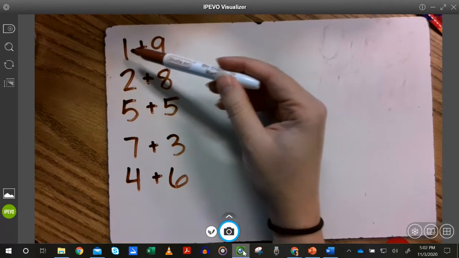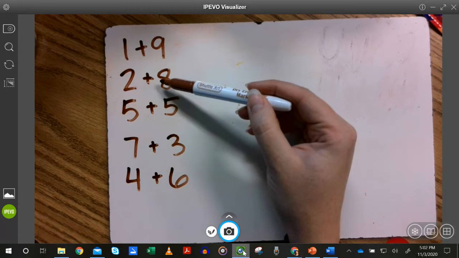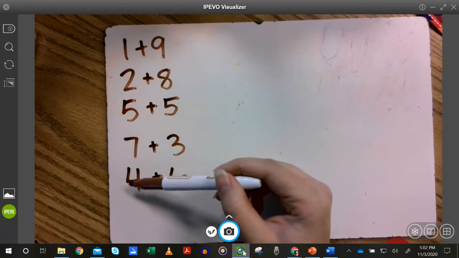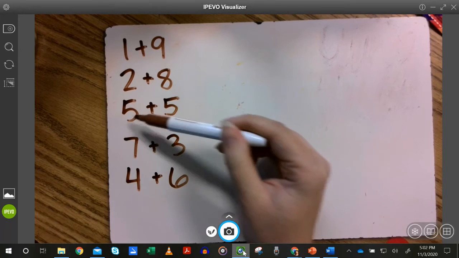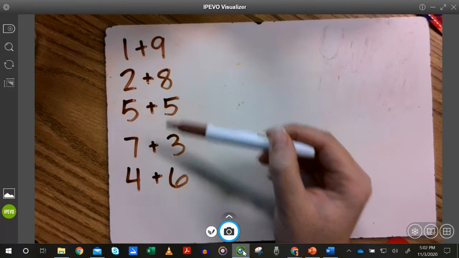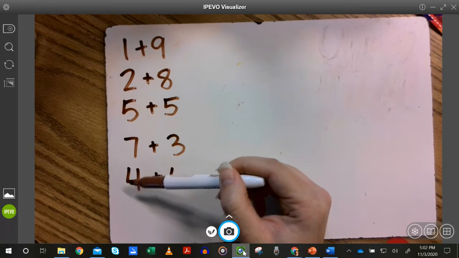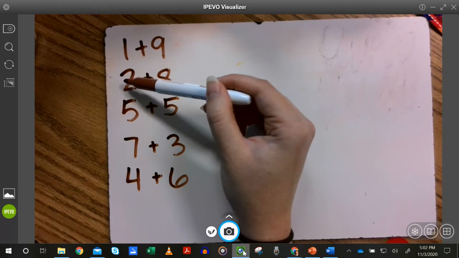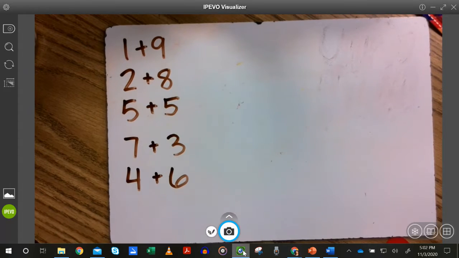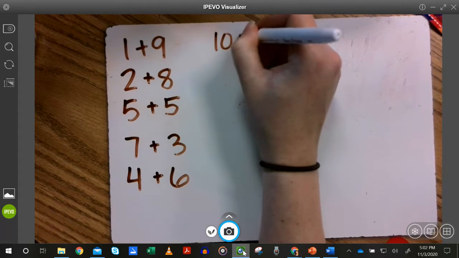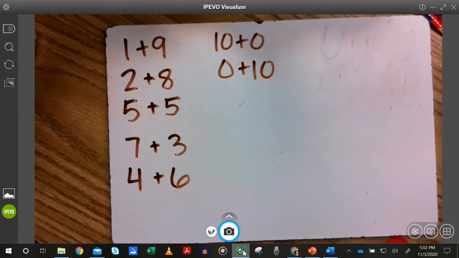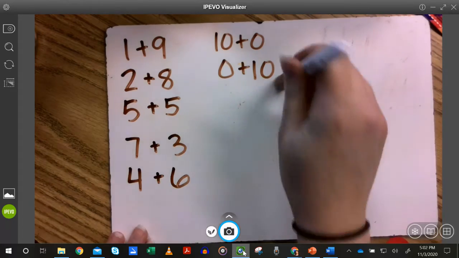I have 1 and 9, 2 and 8, 3 and 7, 4 and 6, 5 and 5, 6 and 4, 7 and 3, 8 and 2, 9 and 1. Okay, those are our different 10 buddies. And of course, there's always 10 plus 0 or 0 plus 10, because we know when we add 0, it doesn't change the number at all.